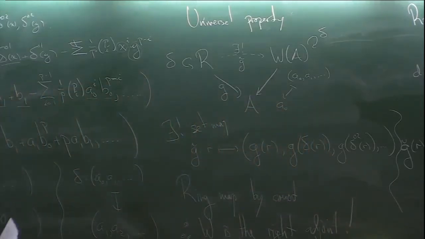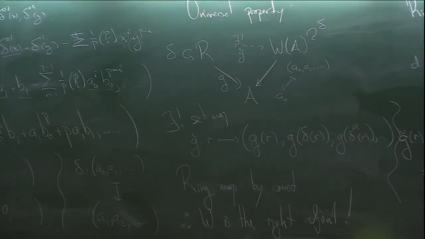Okay, so that's what the delta ring of Witt vectors is. What time did I start? 2 more minutes. Okay, good.